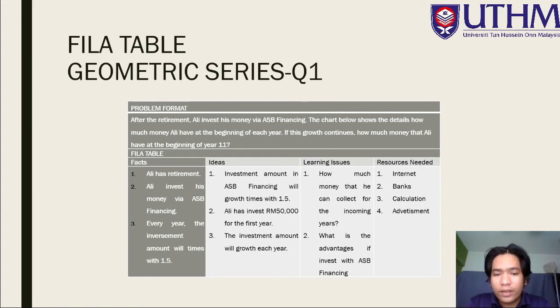Ali invests 50,000 for the first year. The investment amount will grow each year. The learning issue is how much money he can collect in the incoming years, and what the advantage is of investing with ASB financing. Resources needed are from the internet, banks, calculation and advertisement.